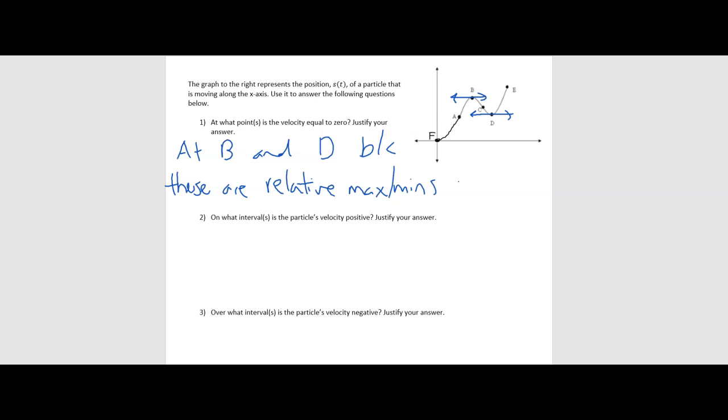So we can say at B and D, because these are, we can say, relative maximums and minimums, relative maxes or mins of S of t.